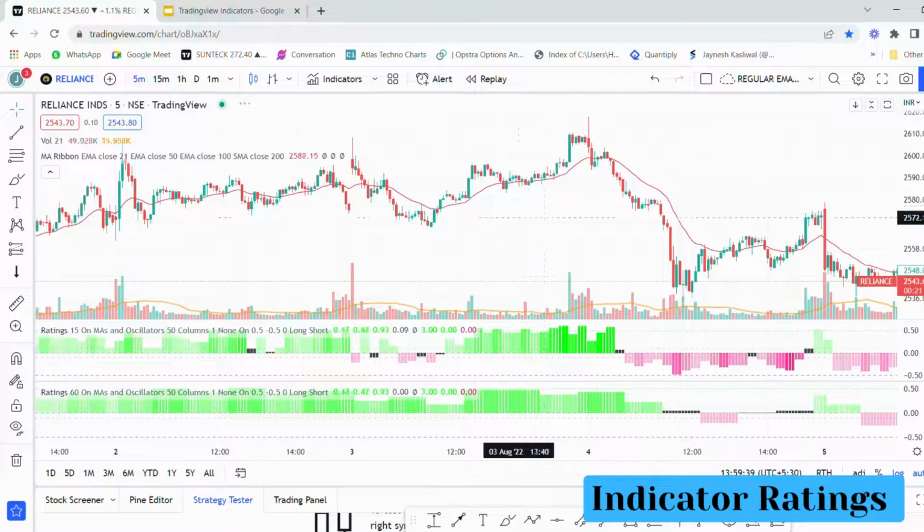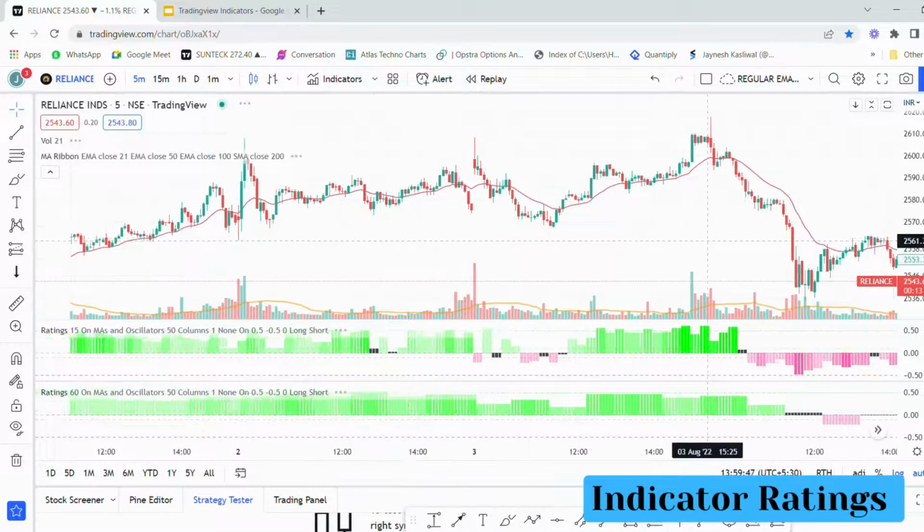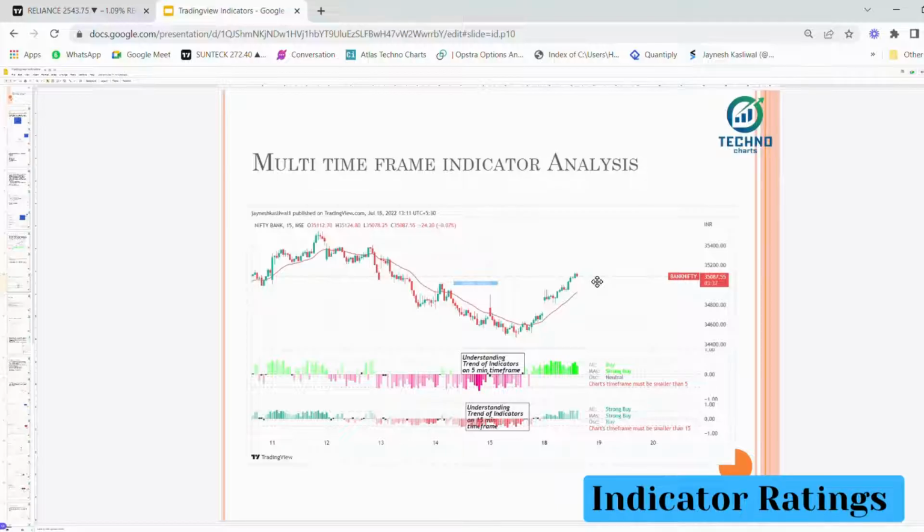Let's say you have designed a system where you only take trades when both the trends are positive. This will help you filter out trades, whether the overall trend of the stock is intact or whether it is only a short-term bounce or something like that, right? This can help you filter out trades on Bank Nifty and Nifty also.